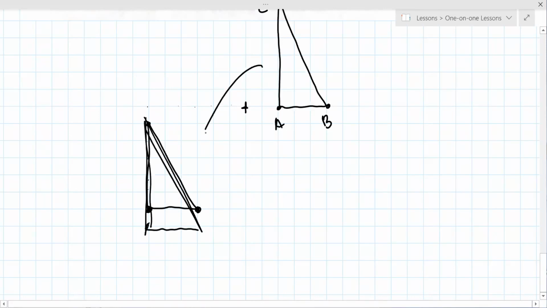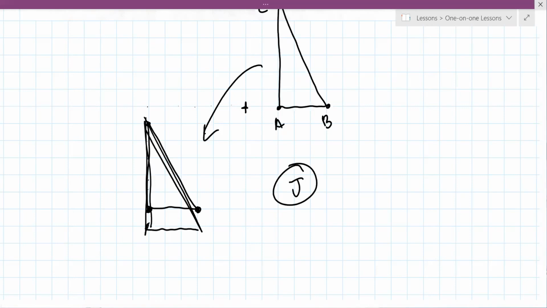But how do you go from this to this? What do you say? Translation. So the options are, let me read them again here. Flip, rotation, reflection, and translation. So there's actually two translations. There's one left and one down. So I would say, yeah, J is correct on that one.